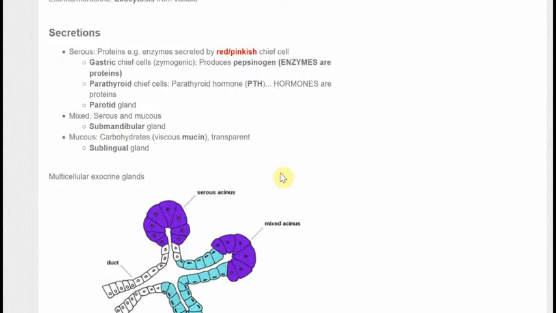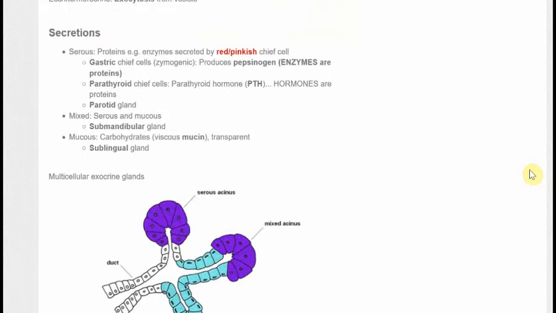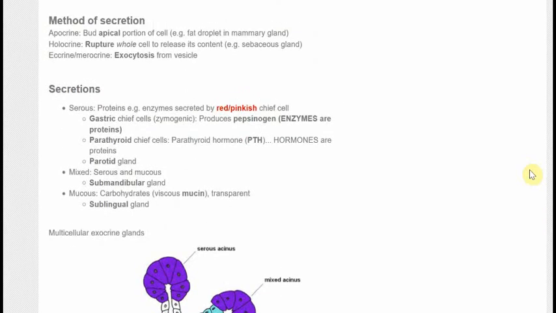In this episode, I will talk about, hopefully within 5 minutes, all about exocrine gland secretions and also cell types. First of all, the exocrine glands have multiple methods of how they secrete substances. A few of them include apocrine. Apocrine is the apical area, and it butts off the top bit of the cell. Holocrine is a rupture of the whole cell, and eccrine is exocytosis.